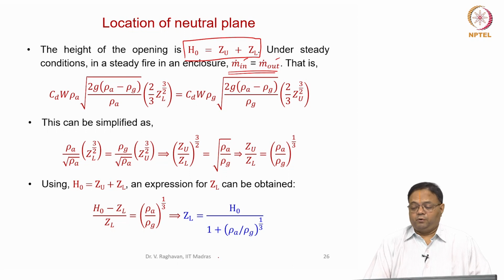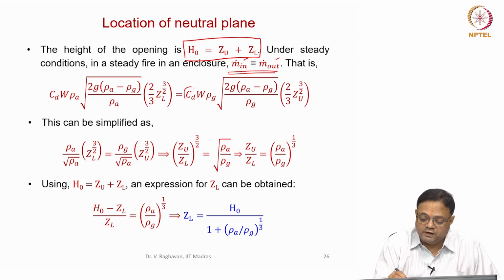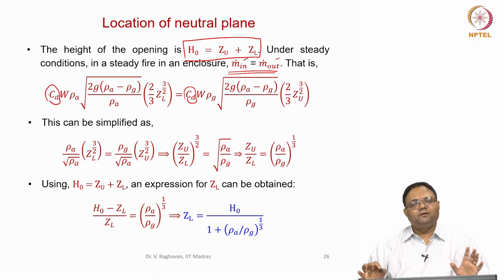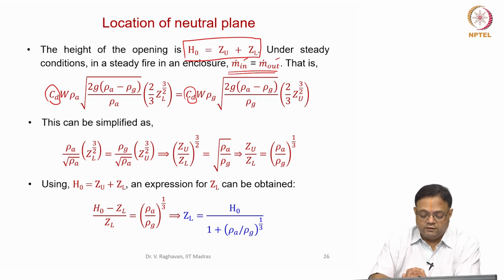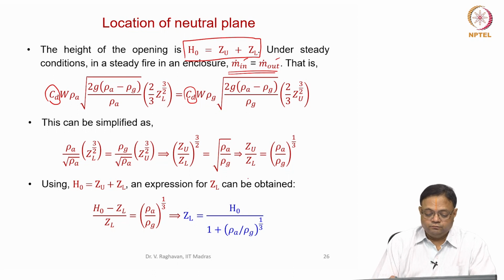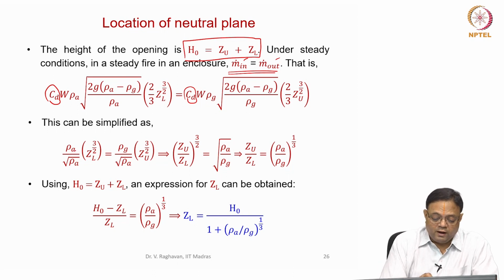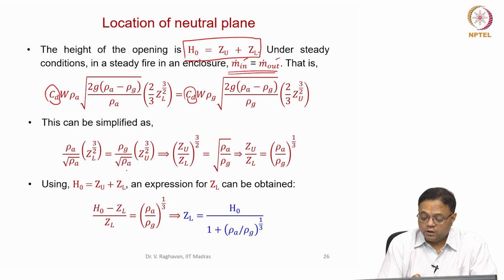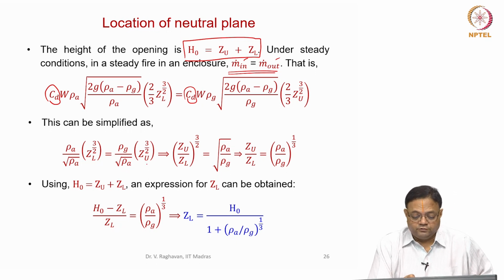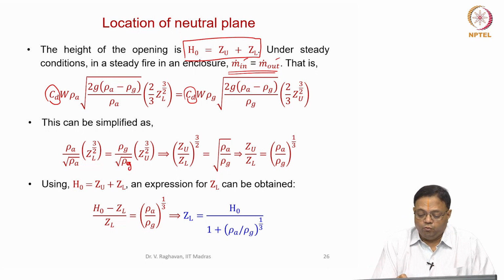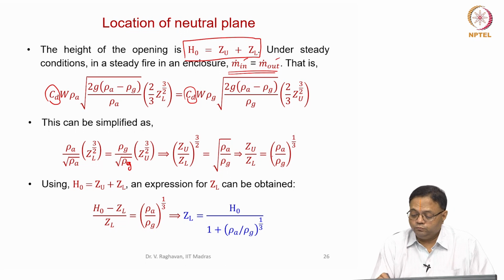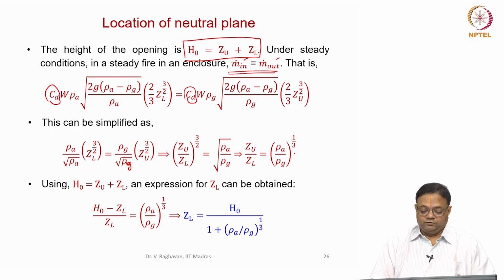When I do this, probably the CD value need not be the same for both the cases, but let us assume that to be the same or in the same range, say 0.8 to 0.9. So that I equate these two. When I do that, I get this expression: rho A by under root rho A, ZL power 3 by 2 equal to rho G by under root rho A, under root g, Zu power 3 by 2. So now I can find the ratio Zu by ZL power 3 by 2 equal to rho A by rho G power 1 by 3. That's it.